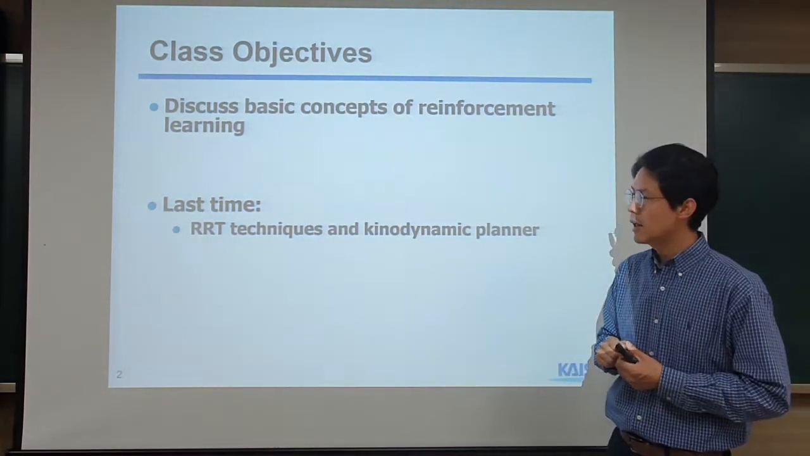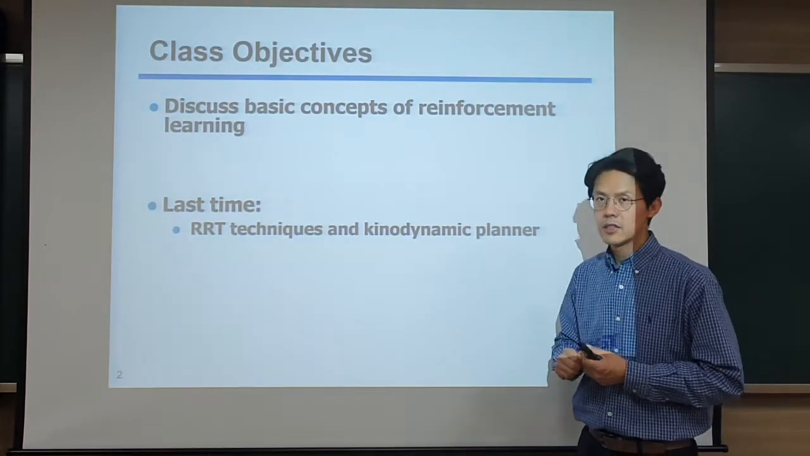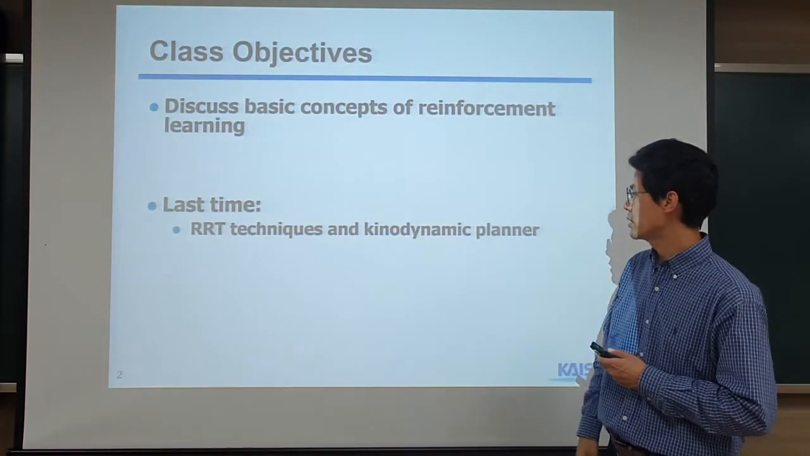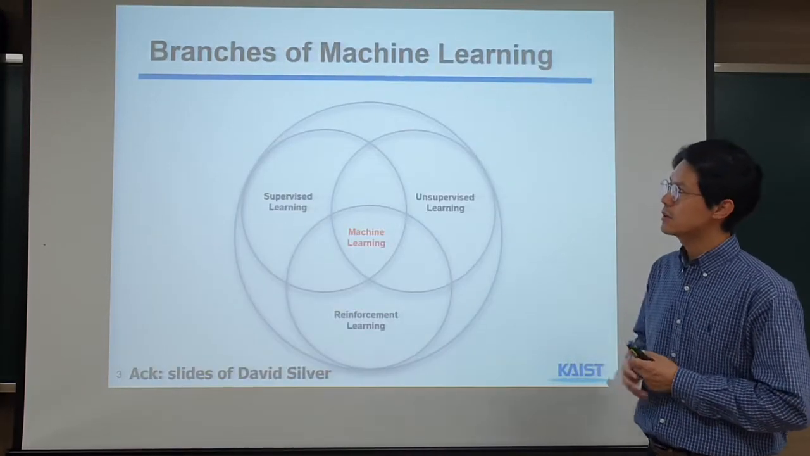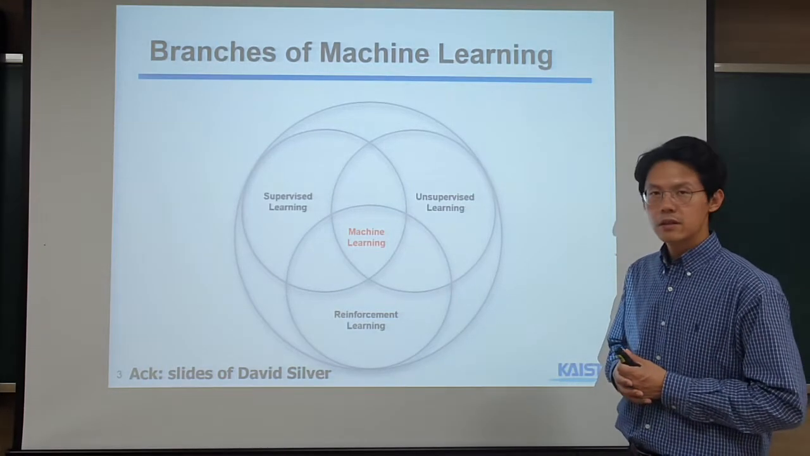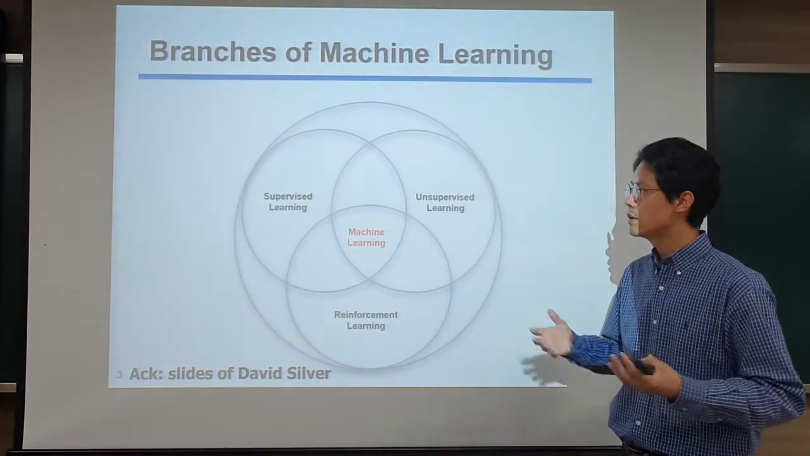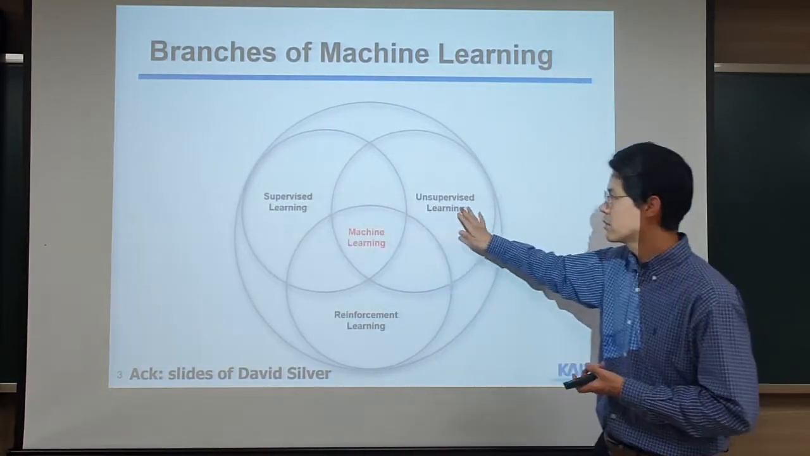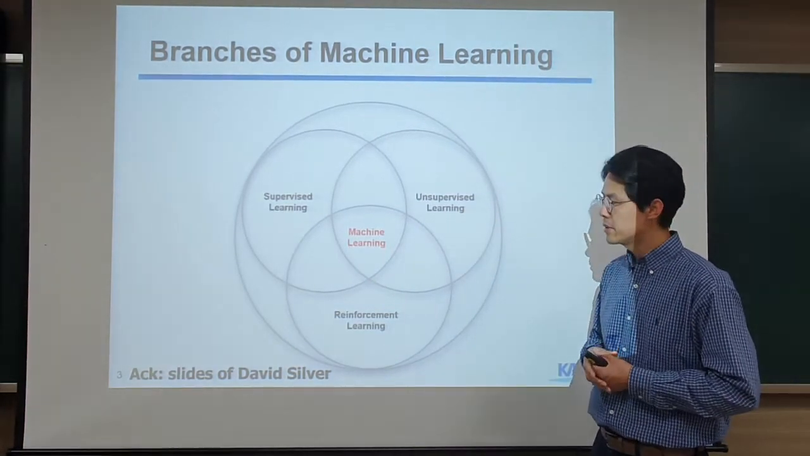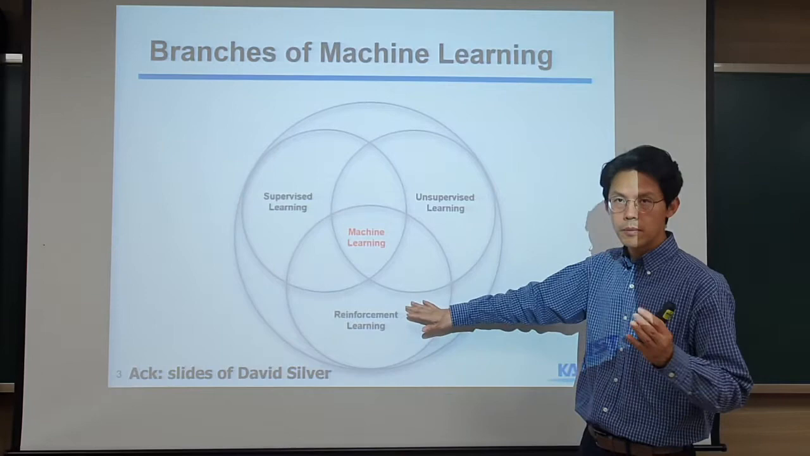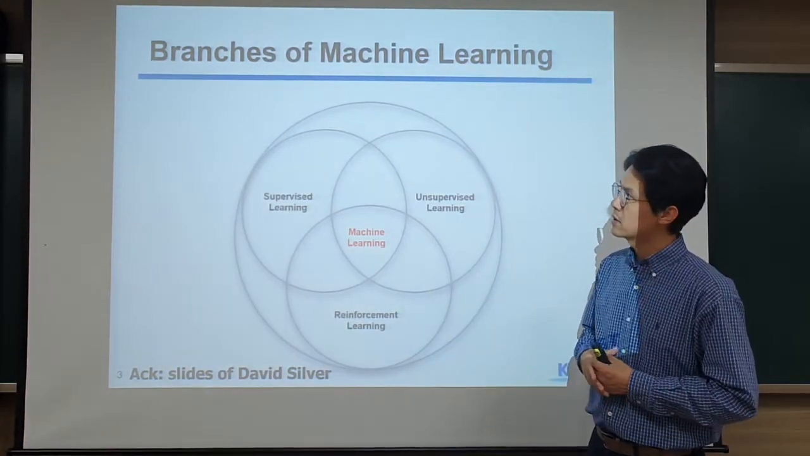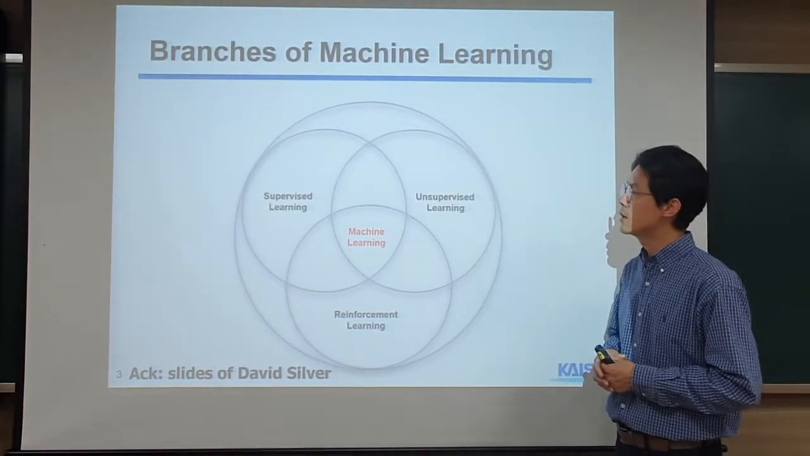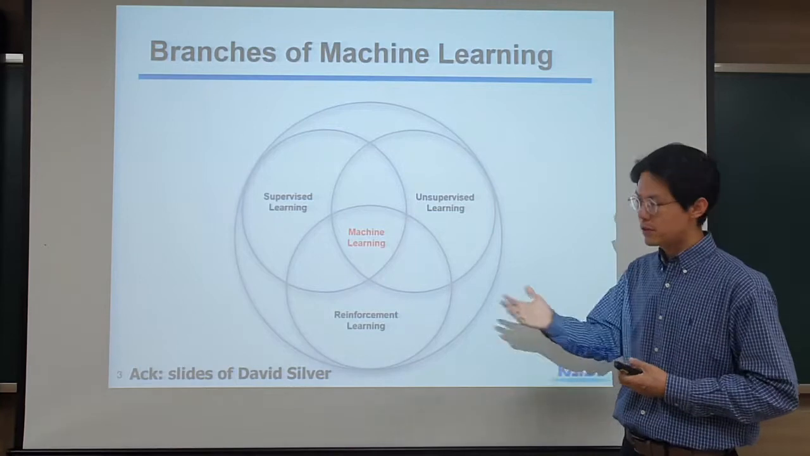Before we move on, last time we also talked about RL techniques that are mainly designed for handling a single query, and we also talked about this keynote dynamic planner. This shows that it is a branch of machine learning. So basically, I assume you know some of the basic concepts of machine learning related to supervised learning, also unsupervised learning, and it seems that some of you already know some of the concepts of reinforcement learning. Also, I found that the slides of David Silver are very good on the topic, so I will give my lecture based on his slides.